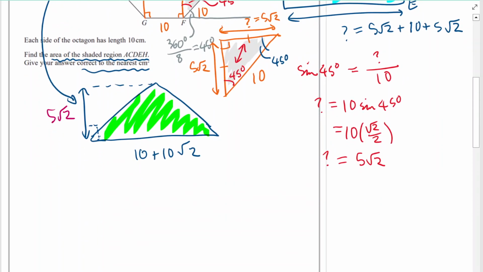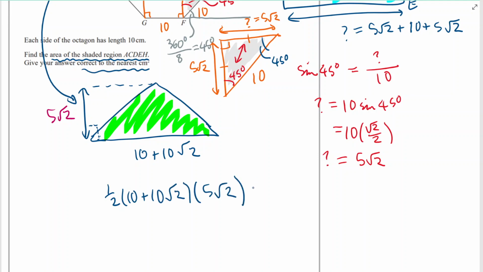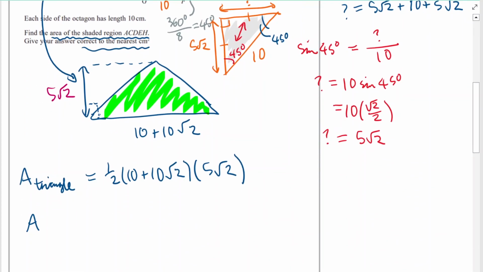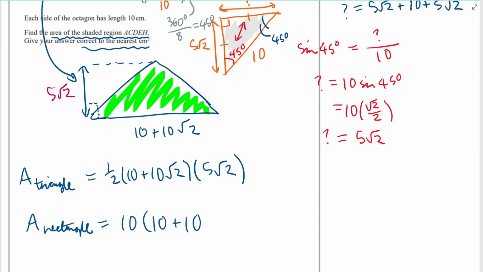So overall, how can we get the area of this? We're going to need to do half base, 10 plus 10 root 2, times height, 5 root 2, and that will give us the area of this green triangle. So let me say area of triangle equals that. Area of rectangle was 10 times 10 plus 10 root 2.